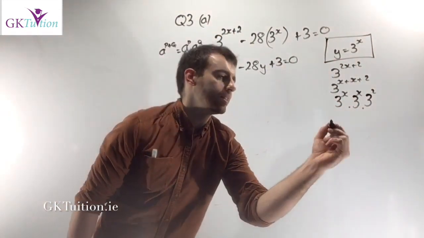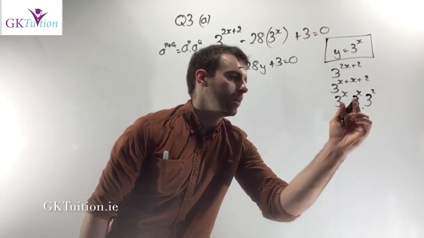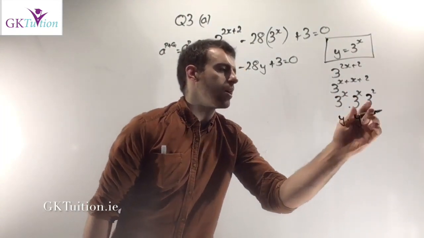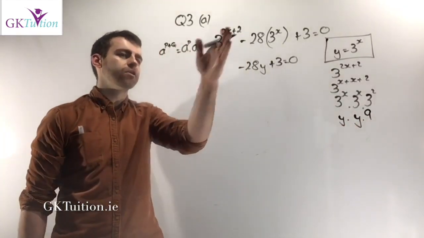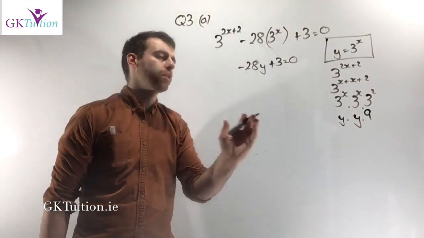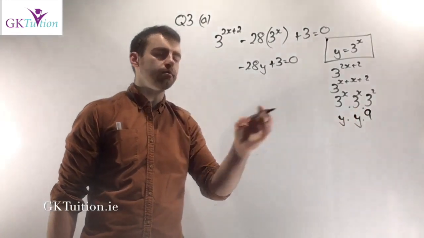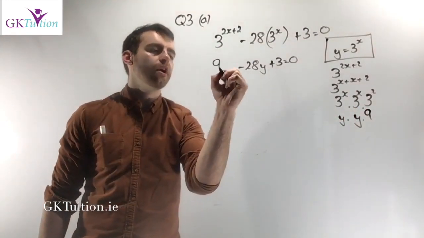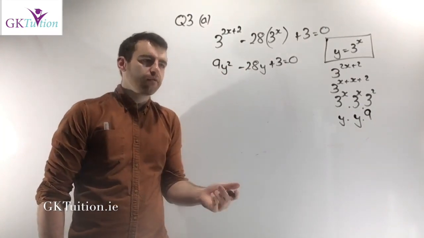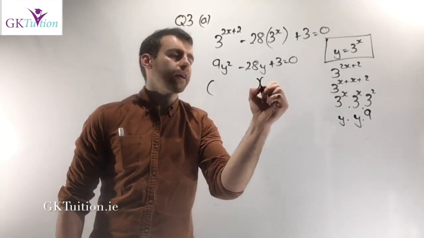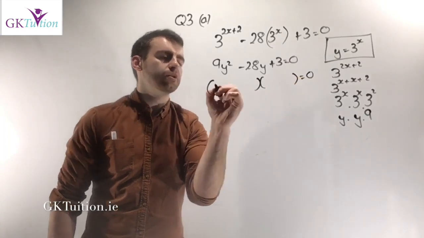So I can now say that instead of this 3 to the power of x, it's a y. Instead of this 3 to the power of x, it's a y. And 3 to the power of 2 is 9. So I started off with 3 to the power of 2x plus 2, and I've broken it down now to 9 times y times y, or in other words, 9y squared. And now I'm in familiar territory, I just have a quadratic equation. So you can factorize this quadratic whatever way you're used to factorizing.